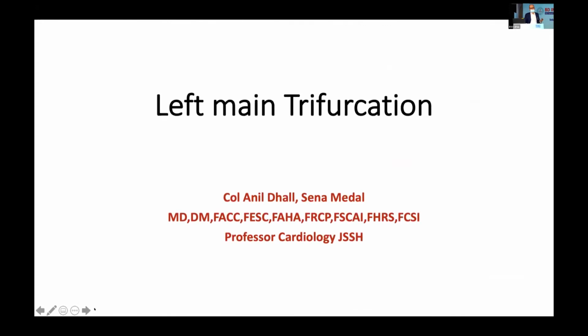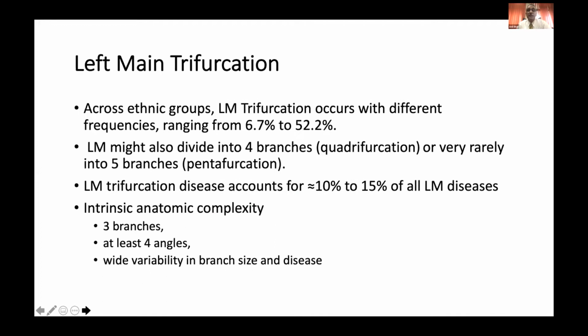Can you see the slides now? Sure, sir. Left main trifurcation. Right. So I'm basically going to discuss a few cases of left main trifurcation. Left main bifurcation is bad, but evidently trifurcation makes things even worse. And really, there's a certain percentage of people who not only have trifurcation, but also have a significant quadrification and pentafication. So about 10% of all left mains can have trifurcations, which has therefore 3 branches, at least 4 different angles, and a wide variability in branch size and disease.